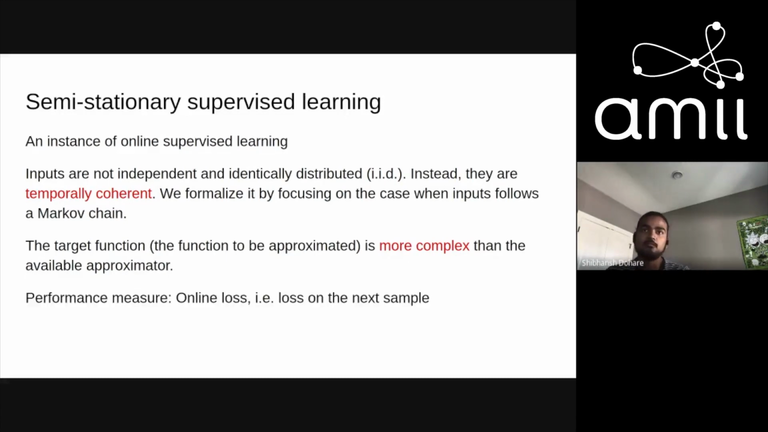The performance measure for this setting is the online loss, which is the loss on the next example. So we do not care about average loss over the entire input space. We just care about the loss on the next sample.